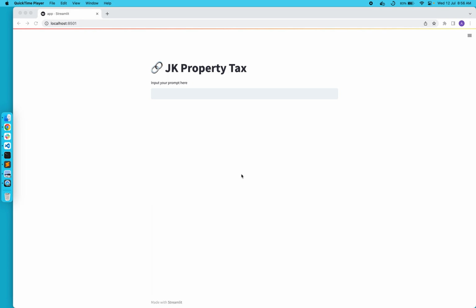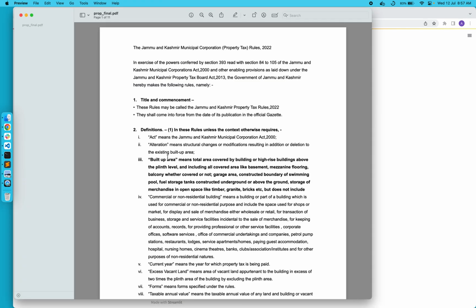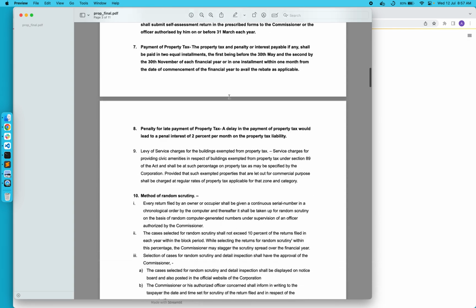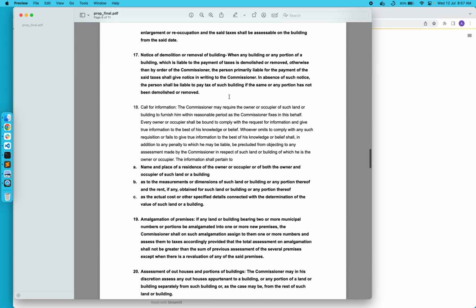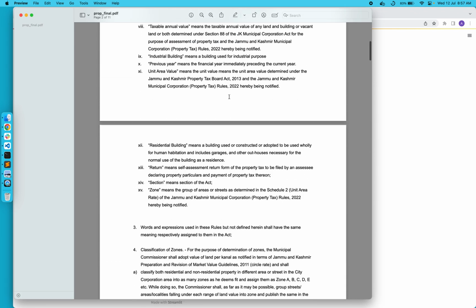Hello. Oftentimes, we see a lot of citizens struggling with government schemes, and they have a lot of doubts on some of them. For example, this is the JNK property tax rules, and none of the citizens are going to read this long document. This is part of the document, by the way, and they have a ton of doubts.